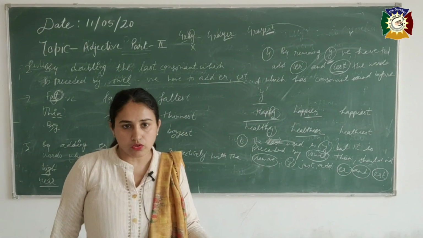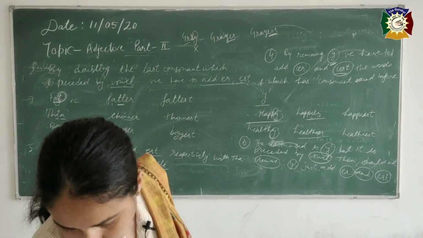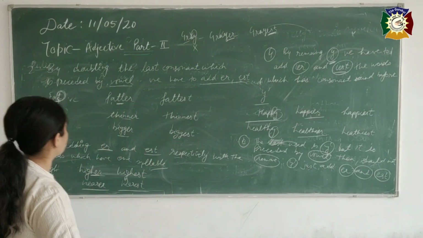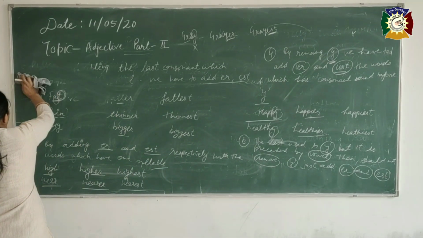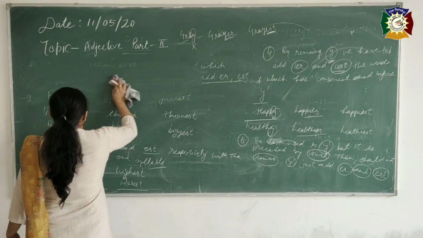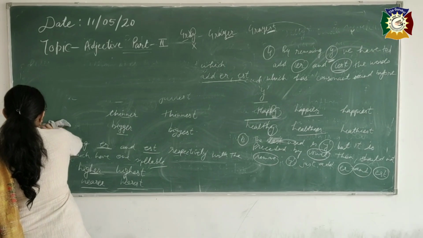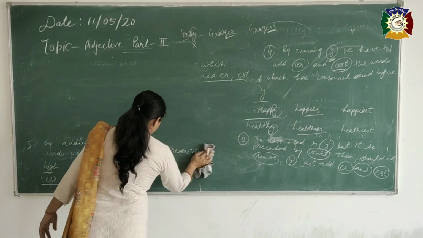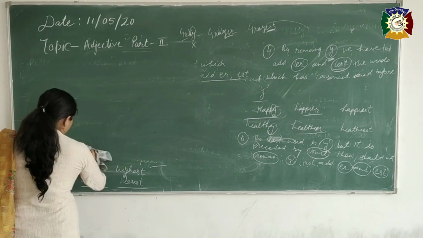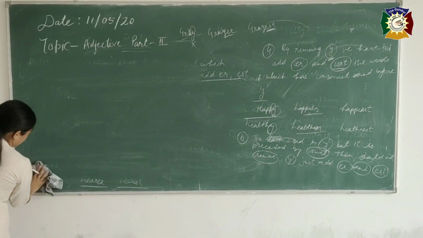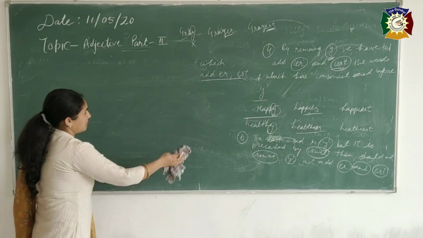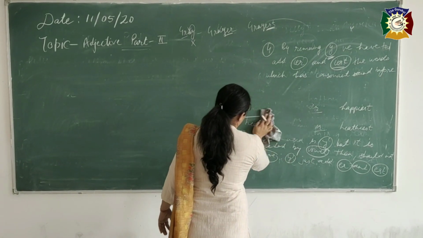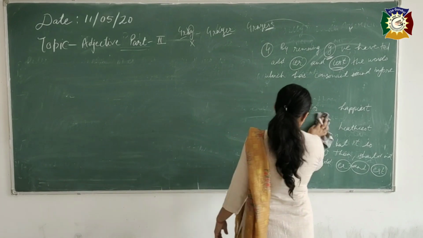So further we will go to some more details, some rules also. Some adjectives have irregular forms. For example, good, better, best, well, better, best. These are irregular comparative and superlative forms. So we will do it here.